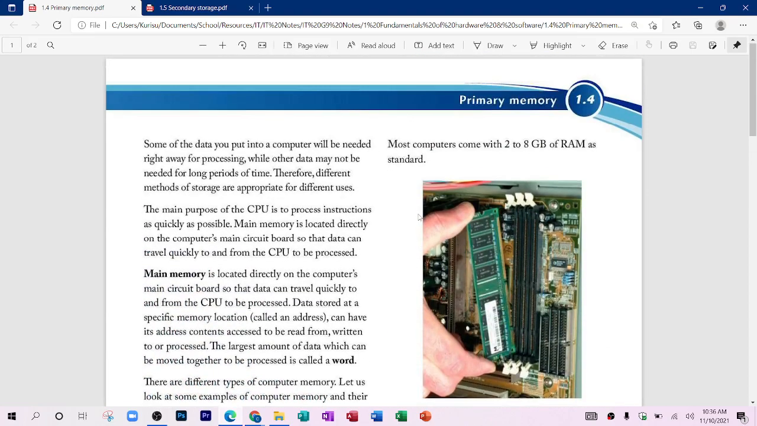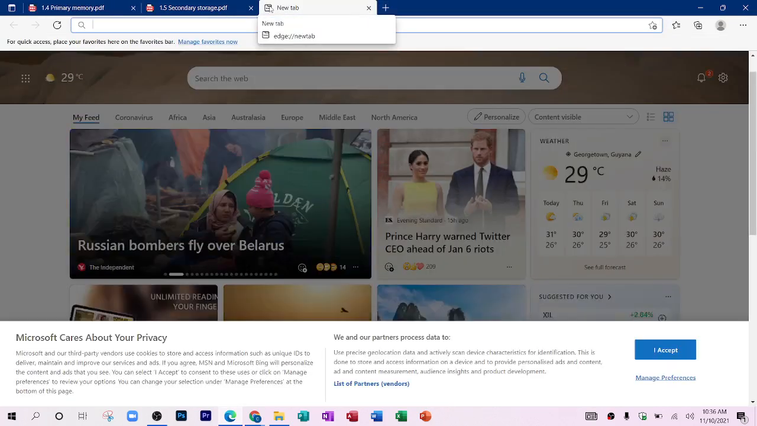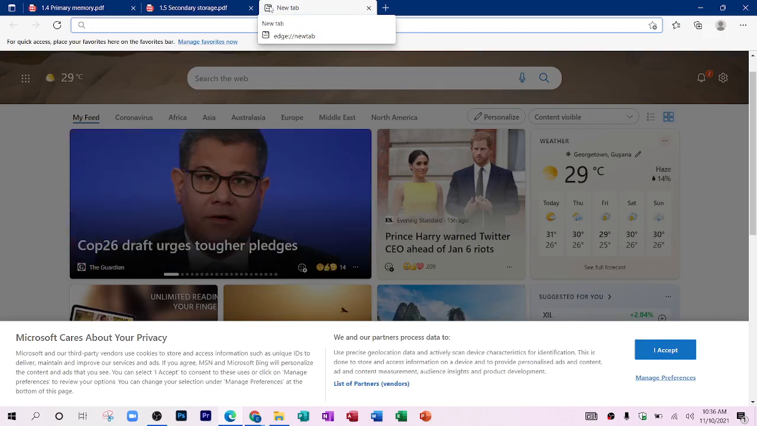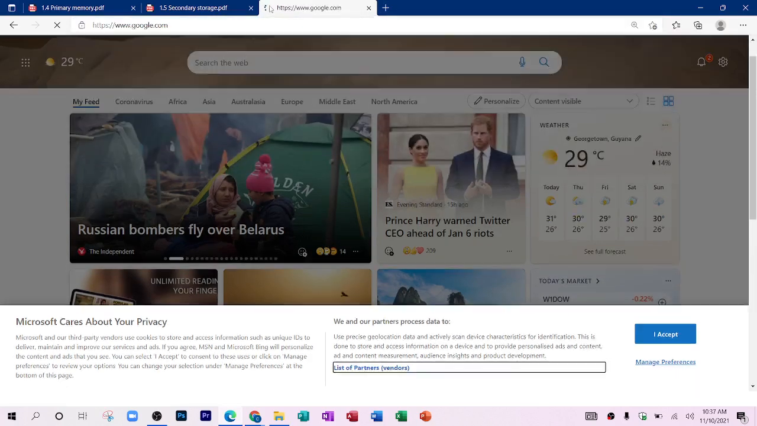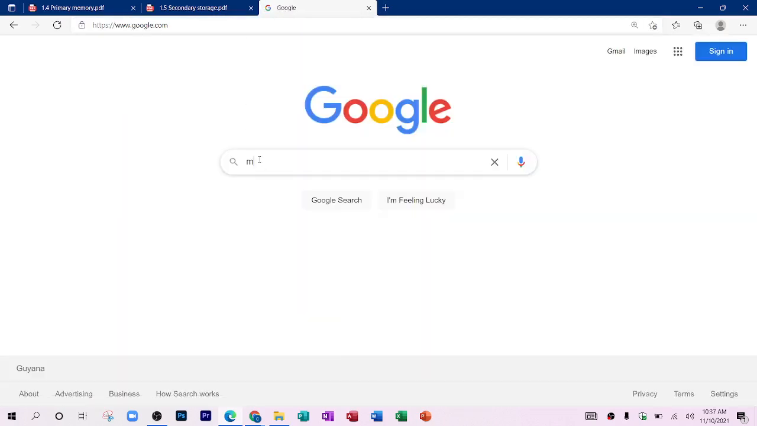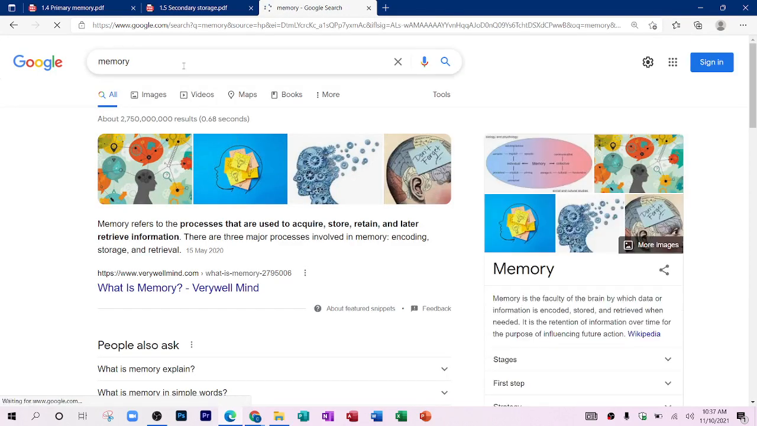So to get us started with primary memory, does anyone remember where I said the location of the memory is? Anyone remember me mentioning anything like that? No one?